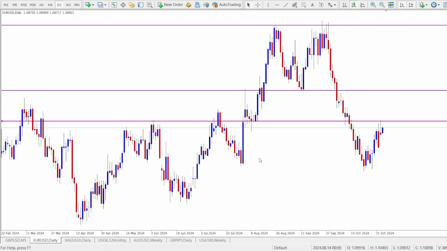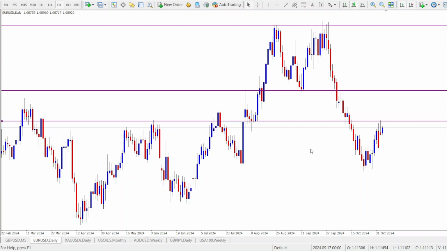Now, let us get into the specifics of your daily routine. Here's a step by step breakdown of how you can implement this strategy. First of all, start your day by checking the economic calendar for any major news events. High impact news can create volatility in the market, which can present both opportunities and risks. So make sure to note any scheduled releases that could affect your trades.